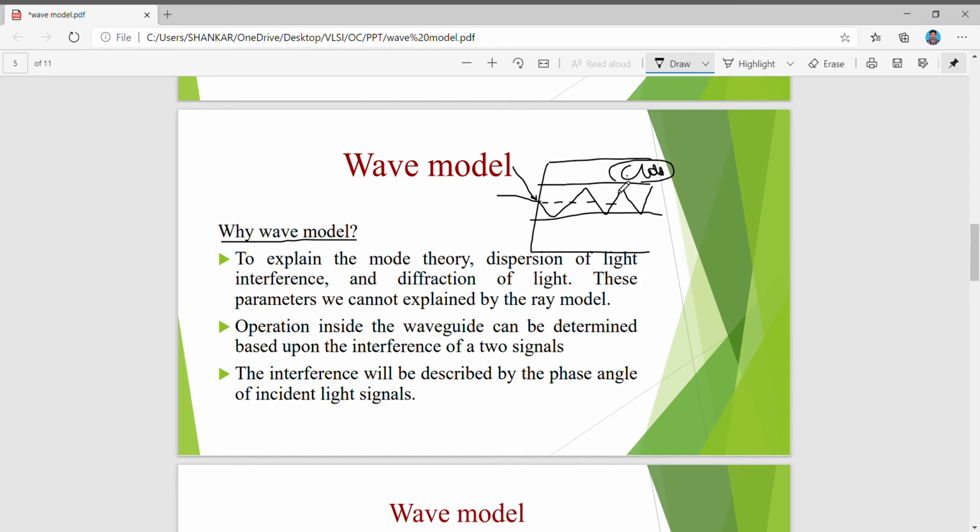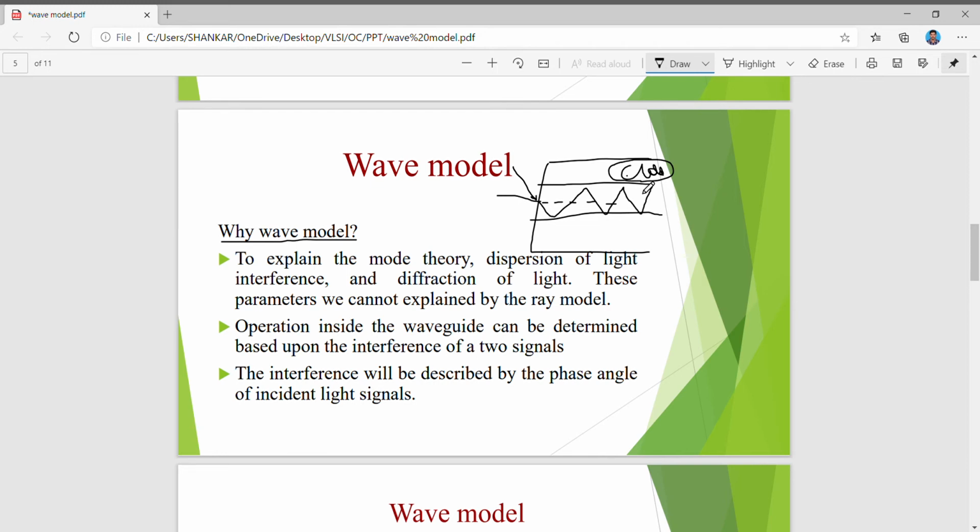So this is a limitation of the ray model. It cannot describe the dispersion of light signals, and the ray model does not tell us about discrete fields. We cannot discuss discrete fields in the ray model.